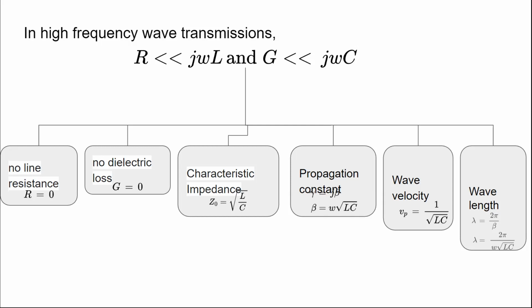Even so, when we are considering high frequency wave transmissions, we again get the condition that the series resistance value is considerably lower than the inductance, and the conductance is considerably lower than the capacitance, right? So that is why we are treating this high frequency transmission scenario as equal to the lossless transmission scenario, right? The same values are obtained for the parameters as in the lossless scenario for the case where we have high frequency transmission of the wave propagation, right?